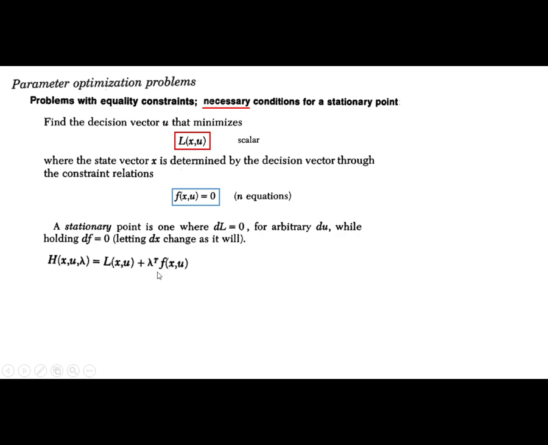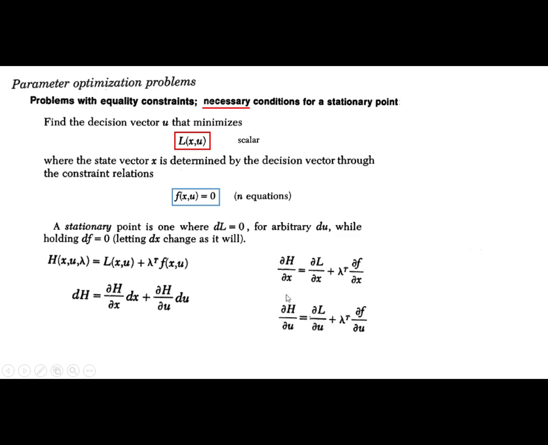In order to find the stationary point for this case, we can differentiate the function capital H as shown, in which we have delta h for delta x, and delta h for delta u, as shown. As we have derived all the necessary derivatives, we can now apply our desires, in order to solve for the stationary point when having equality constraints.